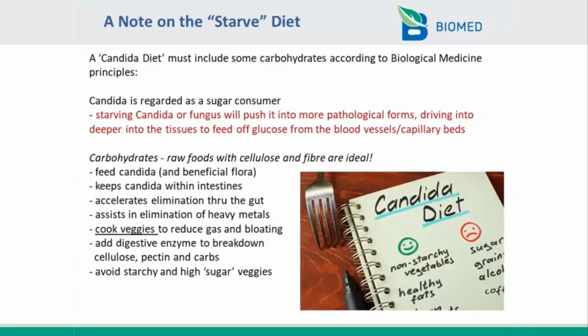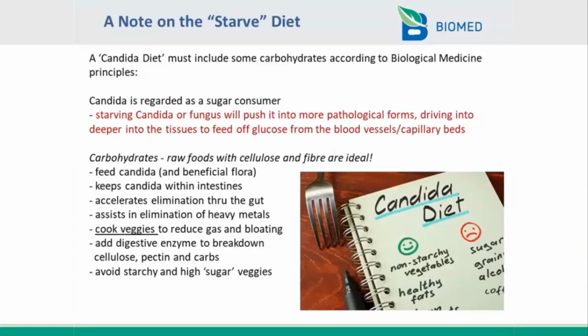We want to keep it in the gut so we can actually deal with it and get it into its physiological form. So complex carbohydrates, especially raw foods, again, back to the cellulose and fiber, they're ideal. It feeds the Candida and beneficial flora, keeps Candida in the intestinal tract, which I mentioned, so we can actually do the work to downregulate it in there. It helps accelerate elimination.